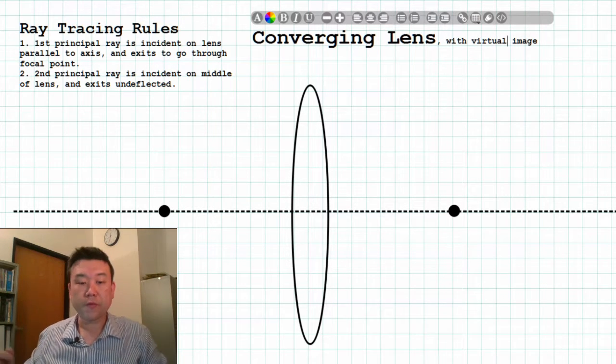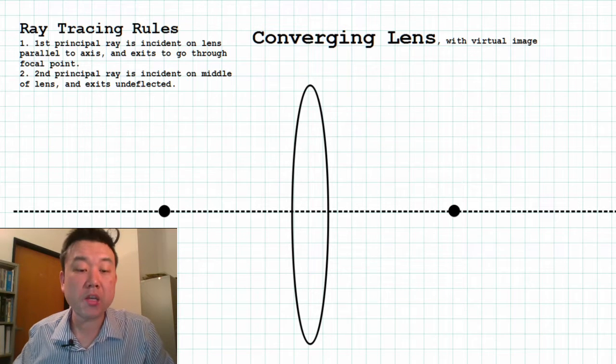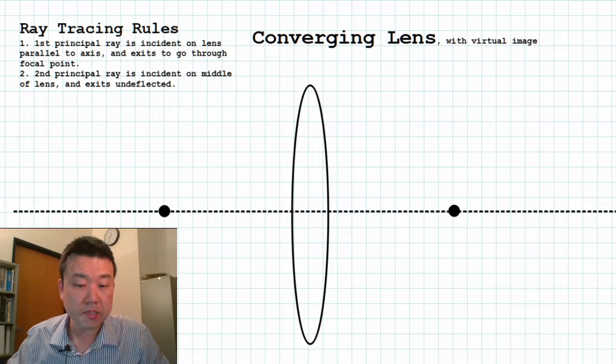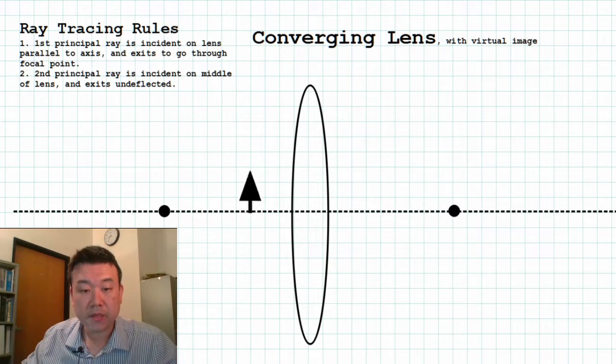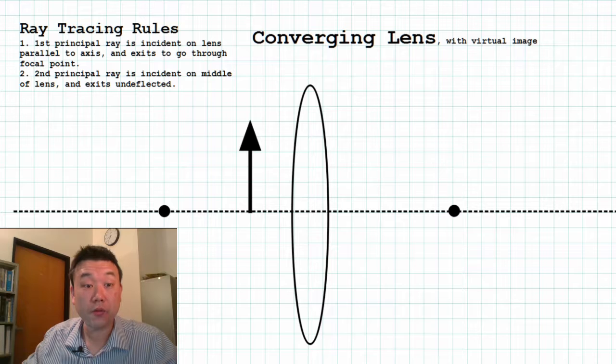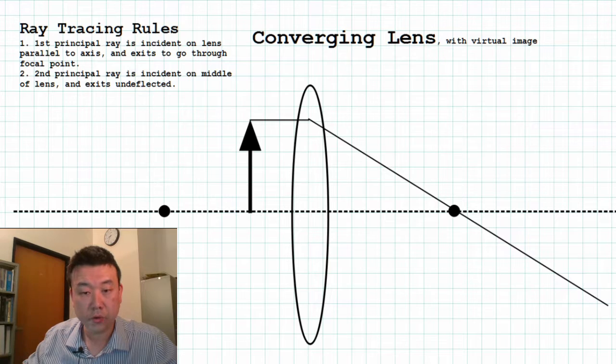So as you saw before, how we do that is by changing the object distance. Instead of the object being placed farther away than the focal point, it's going to be placed closer than the focal point. This is probably a good point. Let me place my object here, and let me follow the ray tracing rule. Here's the first ray, incident parallel to the axis, and after going through the lens, it bends in such a way that it goes through the focal point. Here's my second ray. It goes through the middle of the lens, and it doesn't bend.